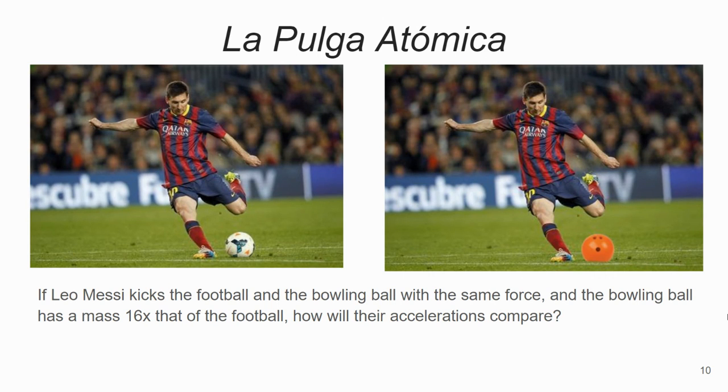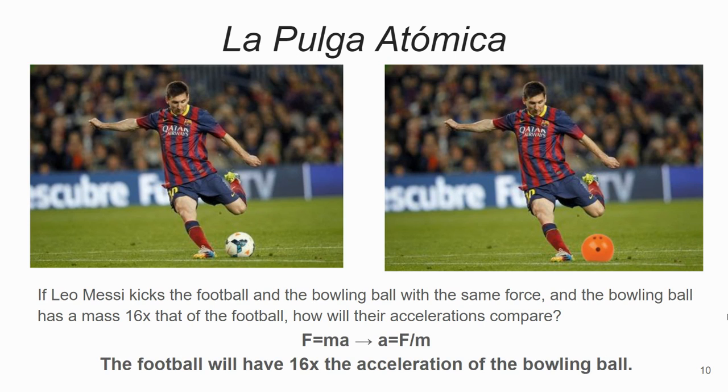So, coming back to Leo Messi, he kicks the football and the bowling ball with the same force, and now I'm giving you extra information. I'm telling you that the bowling ball has 16 times the mass of the football. So how will their accelerations compare? Well, if F equals ma, that means a equals F over m, which means the football is going to have 16 times the acceleration of the bowling ball, because they both get the same force, but in the case of the bowling ball, you're dividing by 16 times as much mass, so the bowling ball's acceleration will be 1/16 that of the football. And that is equivalent to saying the football will have 16 times the acceleration of the bowling ball.